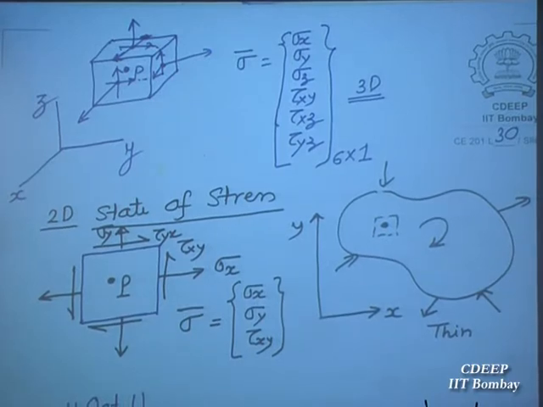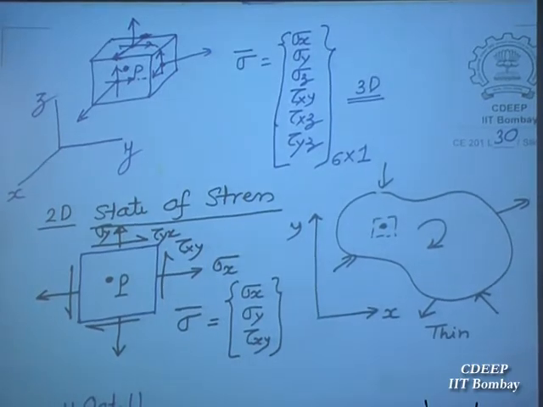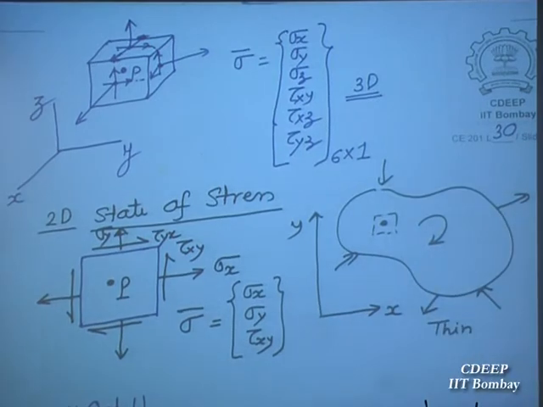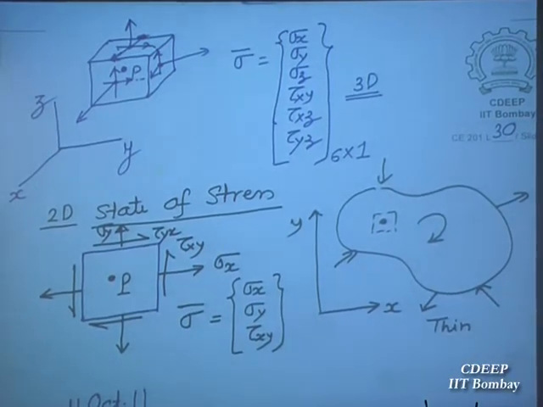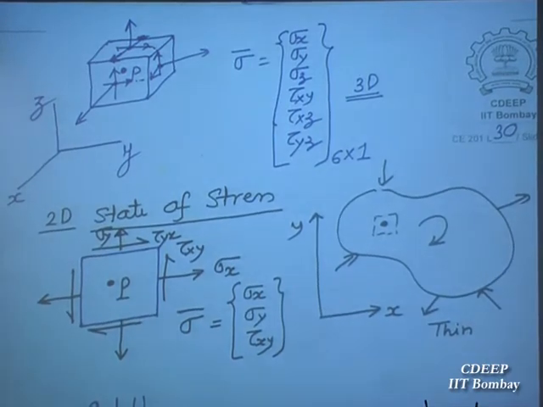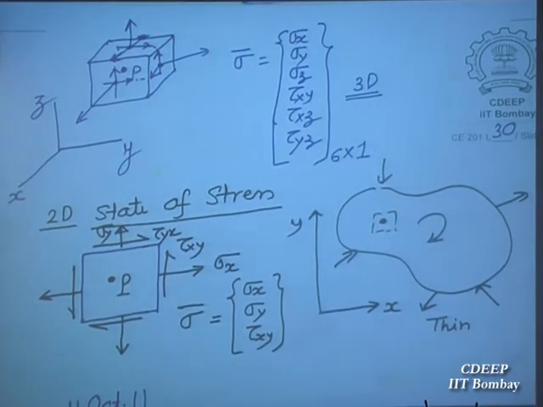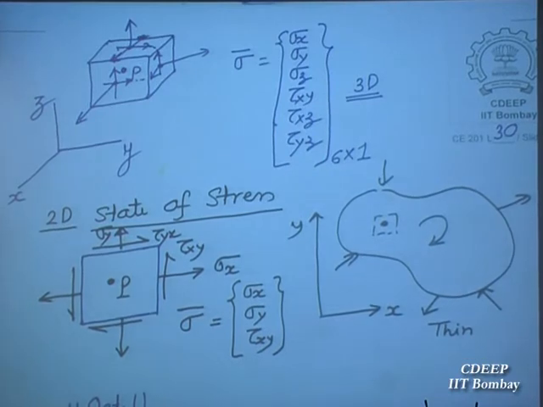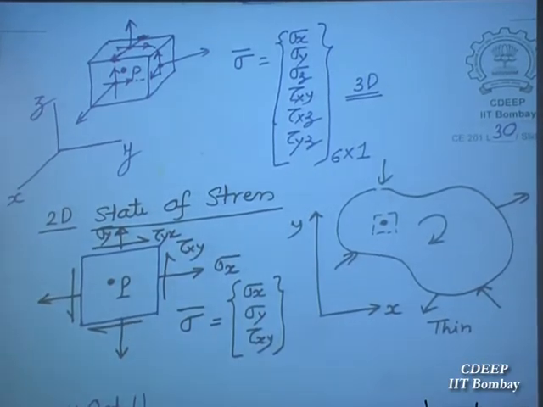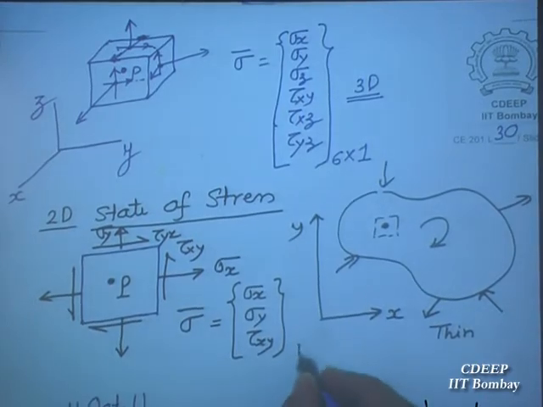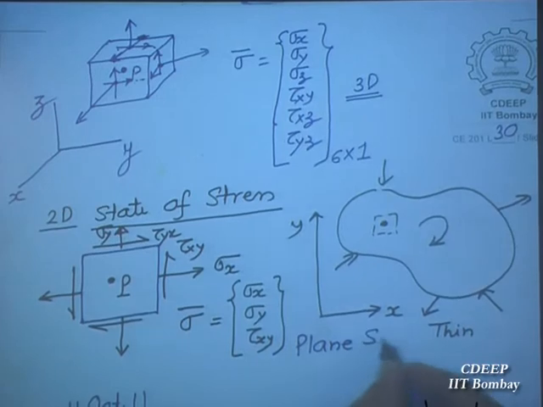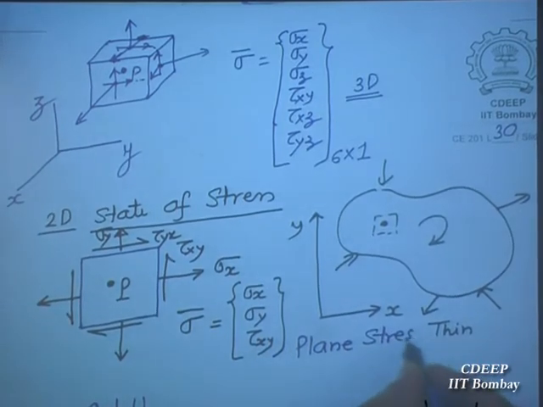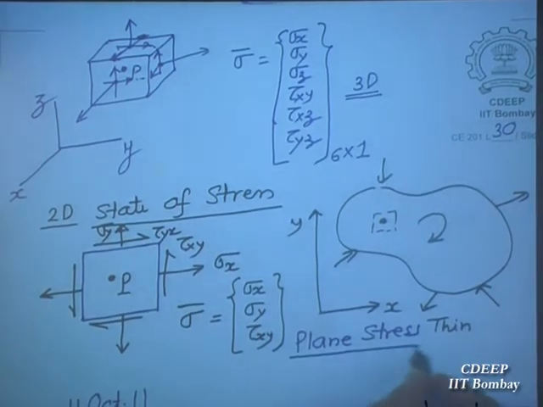It is a 2D state of stress, and this 2D state of stress is special. This is called what? There is a name, 2D. Yes, bataiye. Plane stress. It is called plane stress. Plane stress is a state of two dimensional stress.